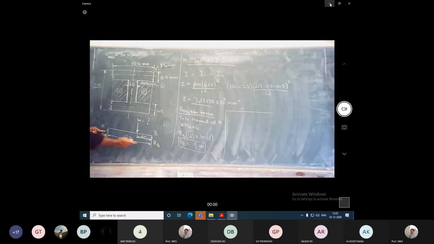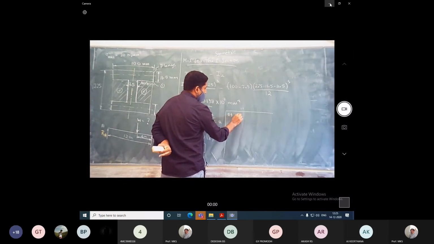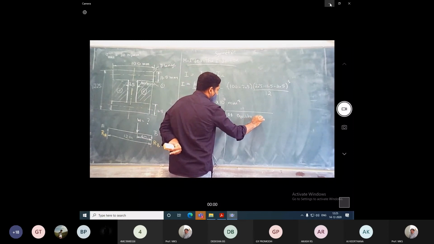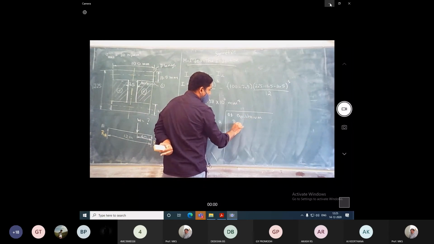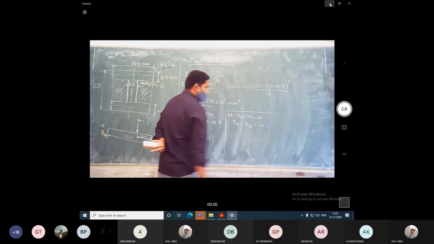So you know that the reaction force RA plus RB will be equal to W. The sum of RA plus RB, under equilibrium condition, whatever the forces going up will be equal to the forces coming down. So to balance at equilibrium, RA plus RB is equal to W.